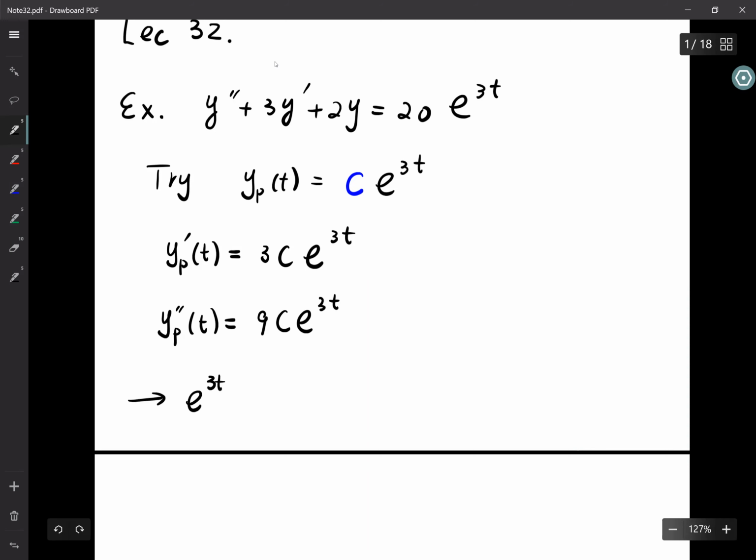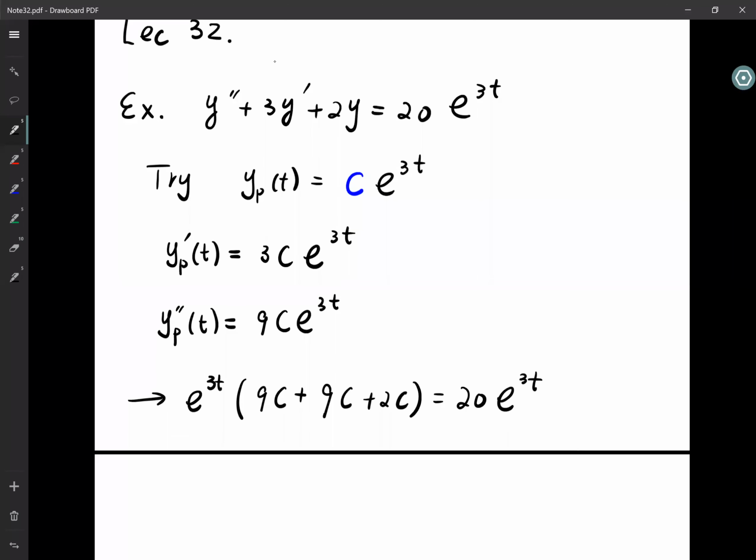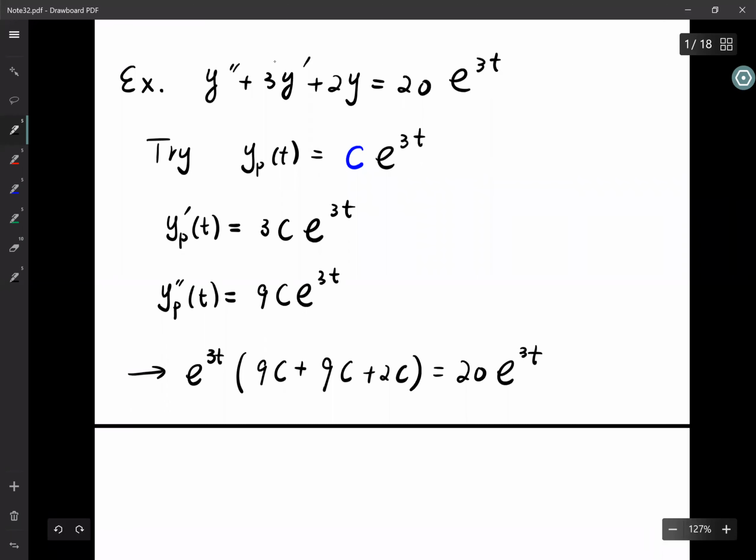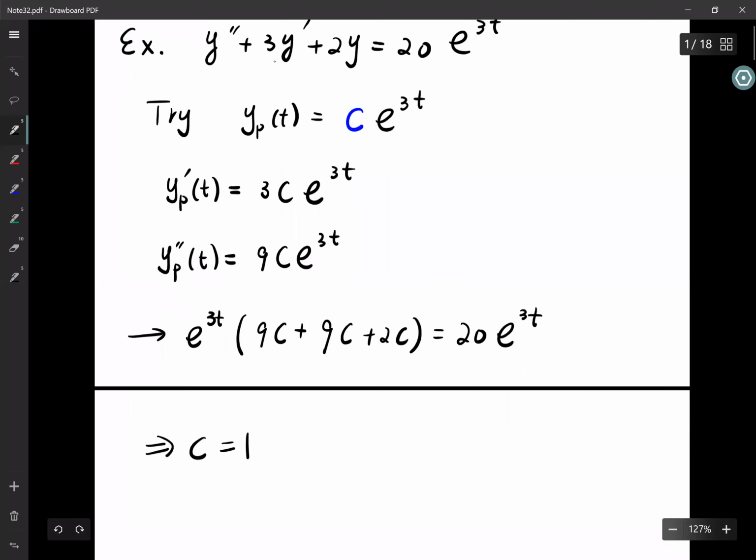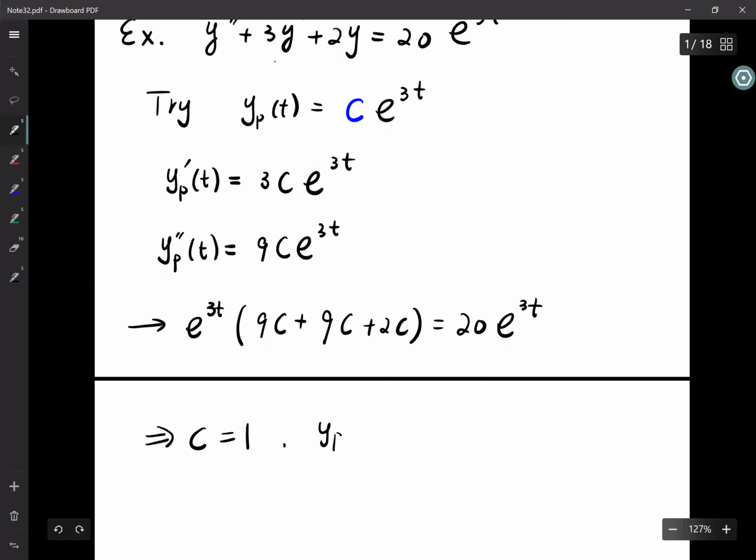So we have exponential 3t times: the first term is 9c, the second term is 3 times 3c, that is 9c, and 2 times c is 2c, equals 20 exponential 3t. Now, it just becomes an algebraic equation with only one variable. Therefore, this just gives me 20c equals 20, so c equals 1. That is, yp(t) is just exponential 3t.